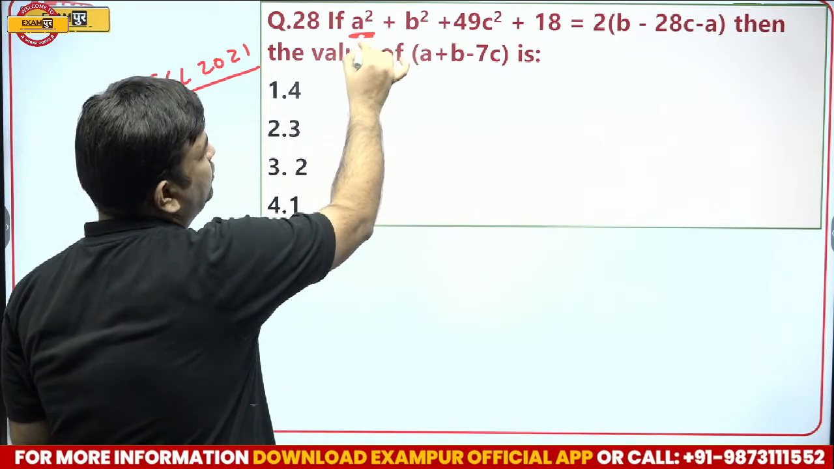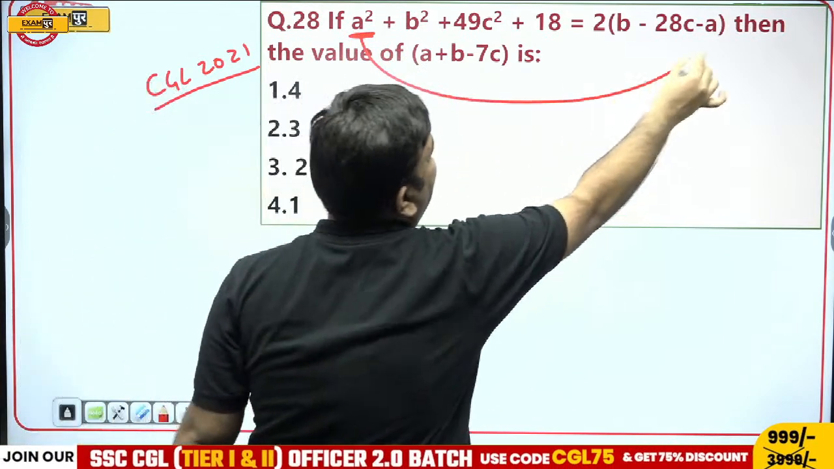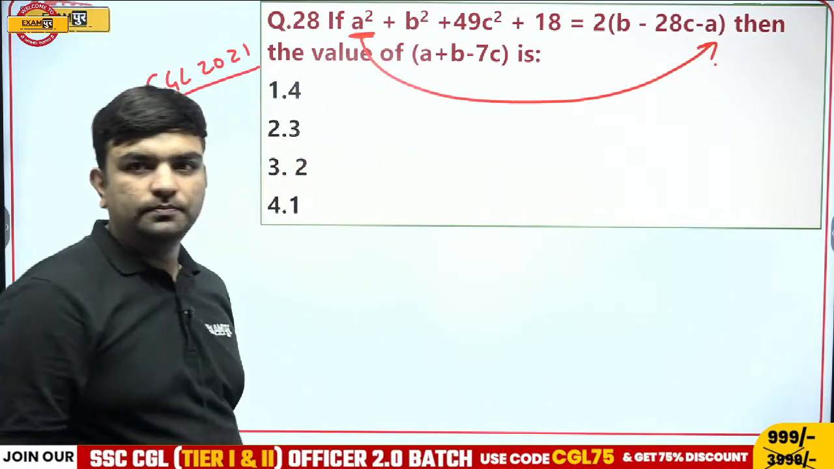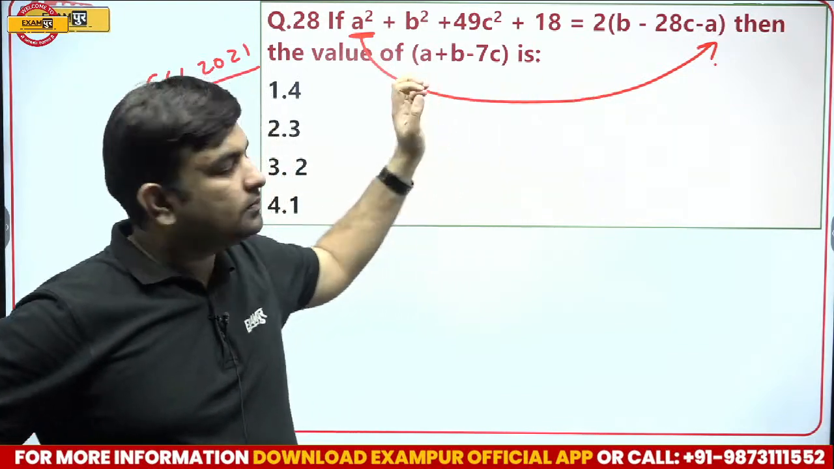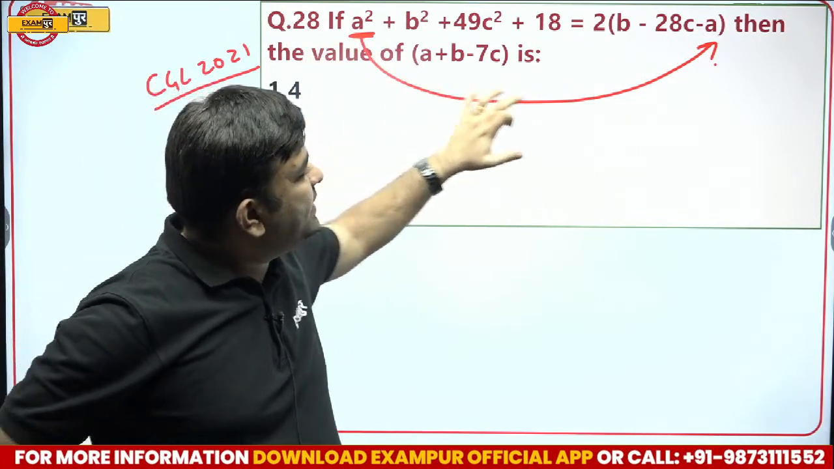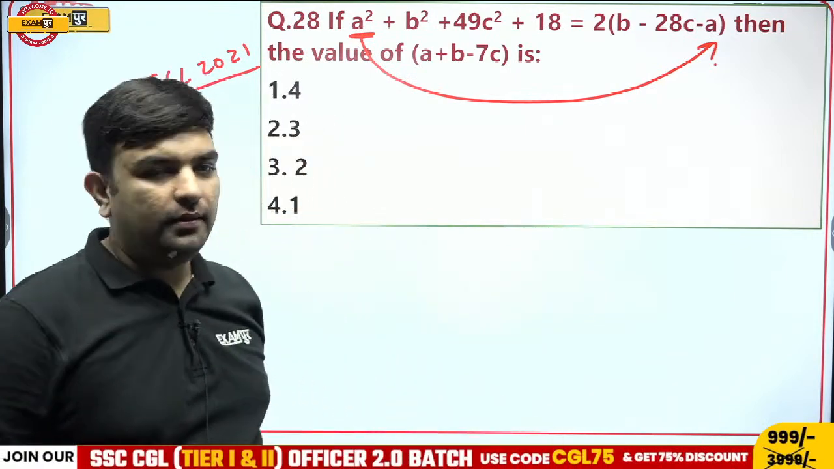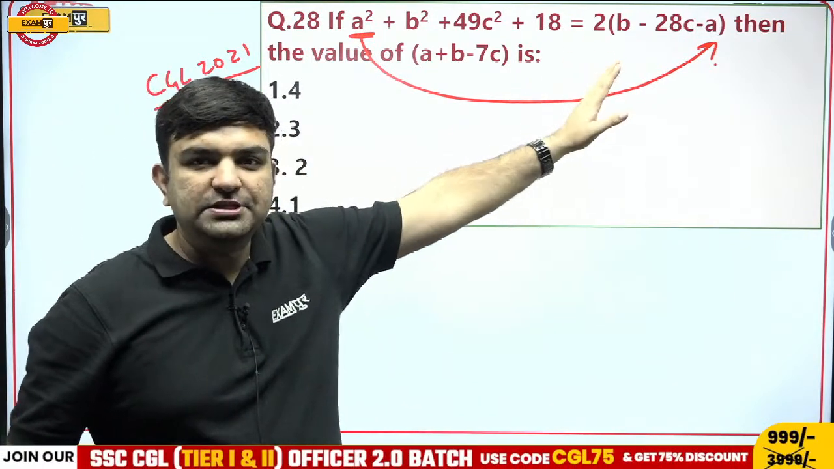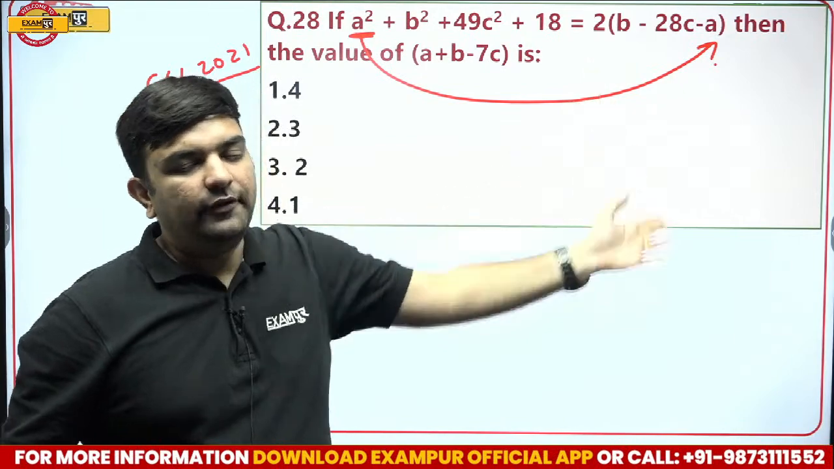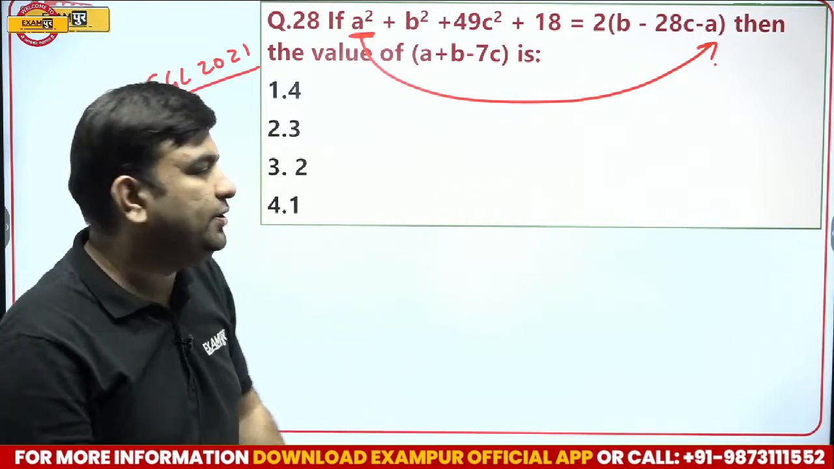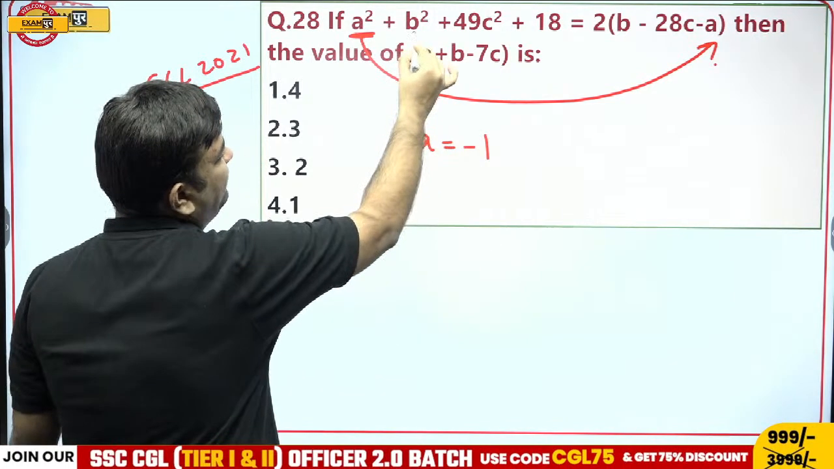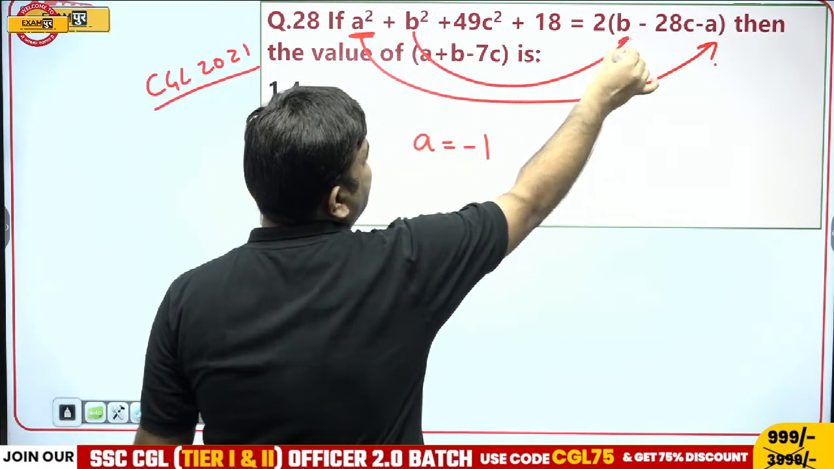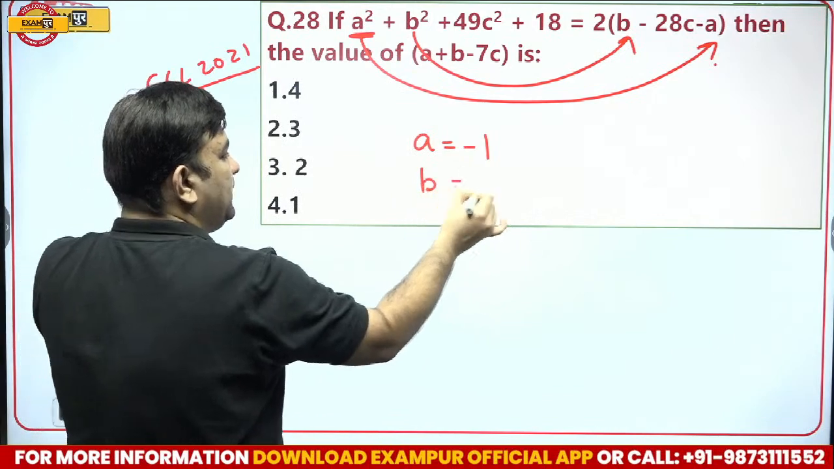Keeping 2 aside, the value of A is equal to the coefficient of A. So A comes out to be -1. The value of B comes out to be the coefficient of B, that is 1.